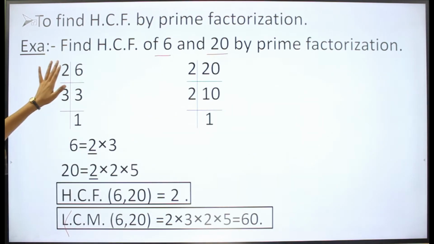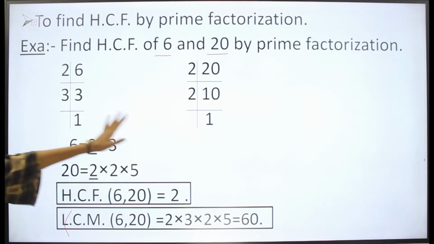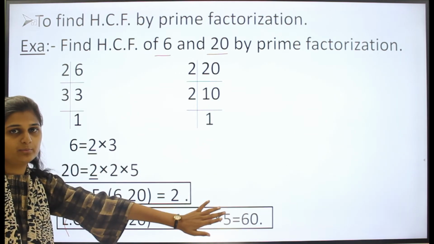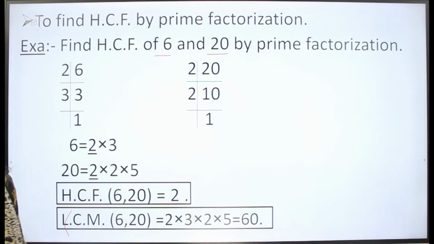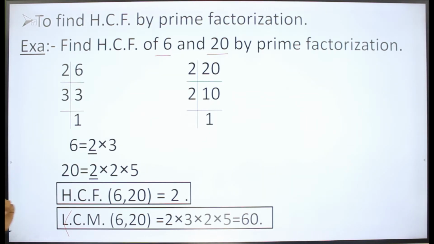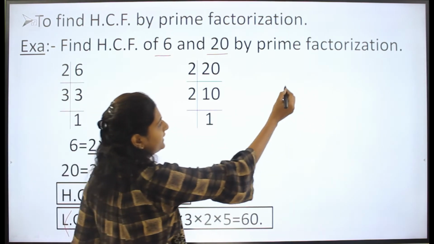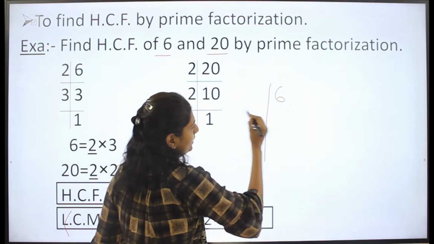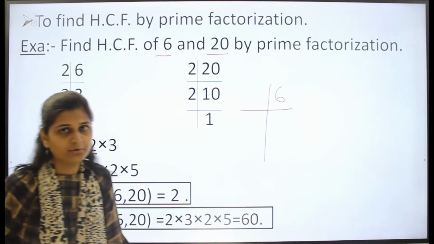Now as you can see here, we have shown the factorization method. I hope all of you know about it. If you don't, then we will revise it here. I have two values, 6 and 20, so we need to find the factors of these values. This is the method we are going to apply.